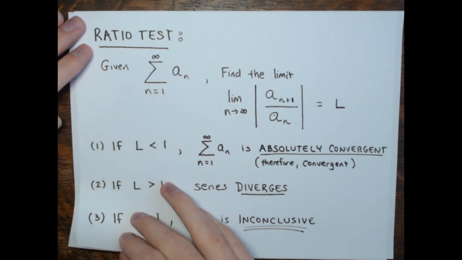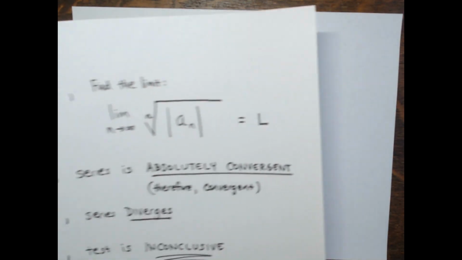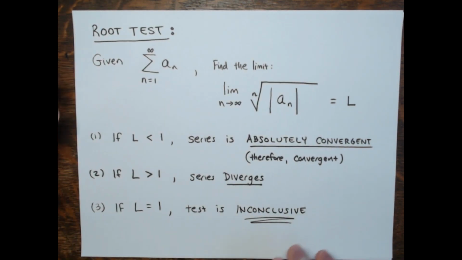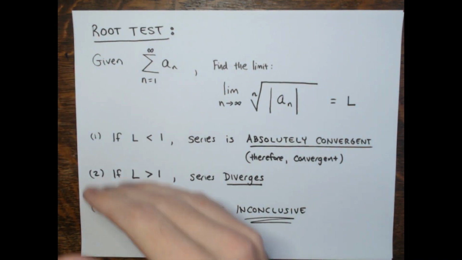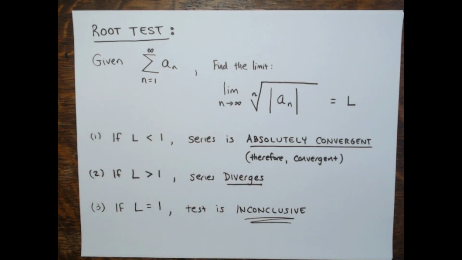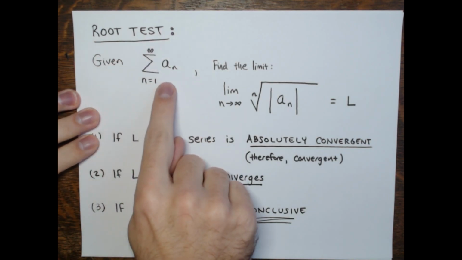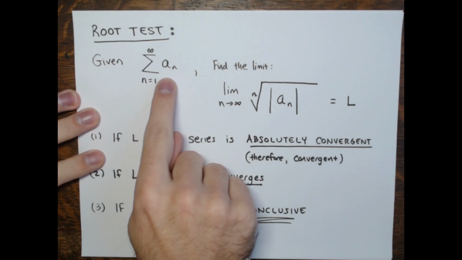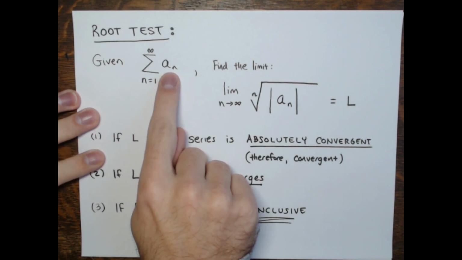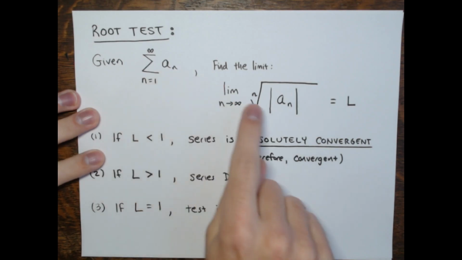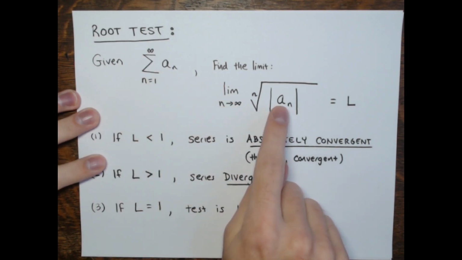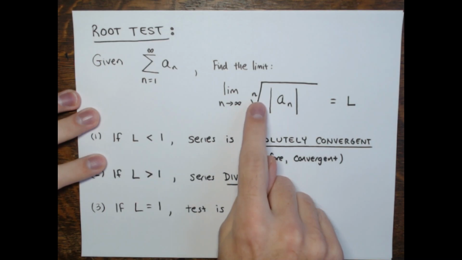Now the root test. I've got that here. So again, I'll read it off, and you'll see the conclusions are very similar, in fact, the same as the ratio test. So for this root test, again, we're given an infinite series, and we're going to take the absolute value of your terms and see what happens to the following limit.